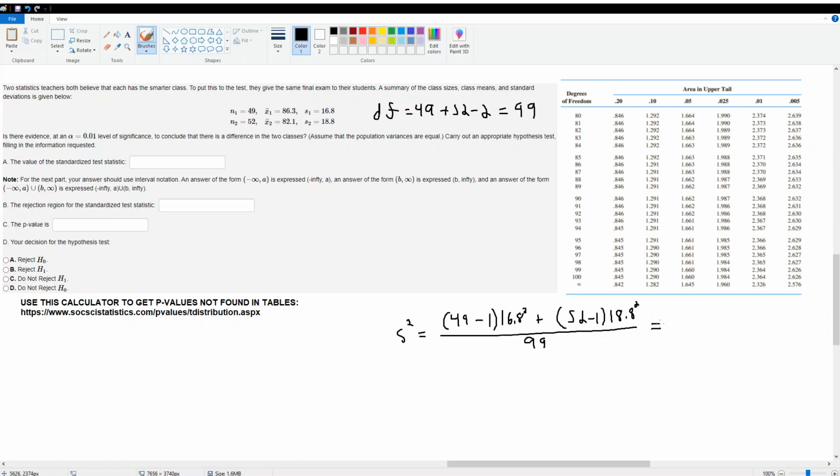And this, you throw it in your calculator, it comes out to be roughly, I believe it was 318. Let me quickly double check. 48 times 16.8 squared plus 52 minus 1 times 18.8 squared over 99. Yes, 318.919.